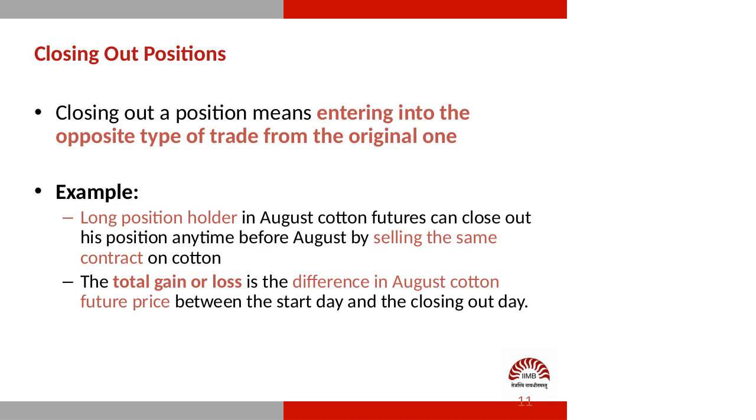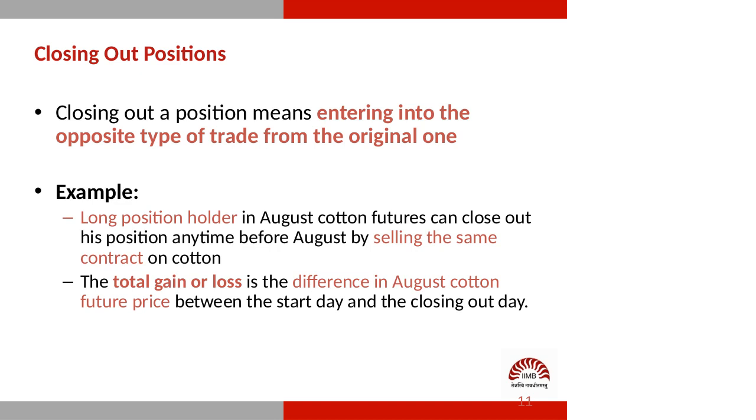Now, what does closing out a position mean? It basically means entering into a contract from the opposite side of the trade as the original contract. So if you have a long position, for example in August cotton futures, you can close out the position anytime before August by selling the same contract on cotton.